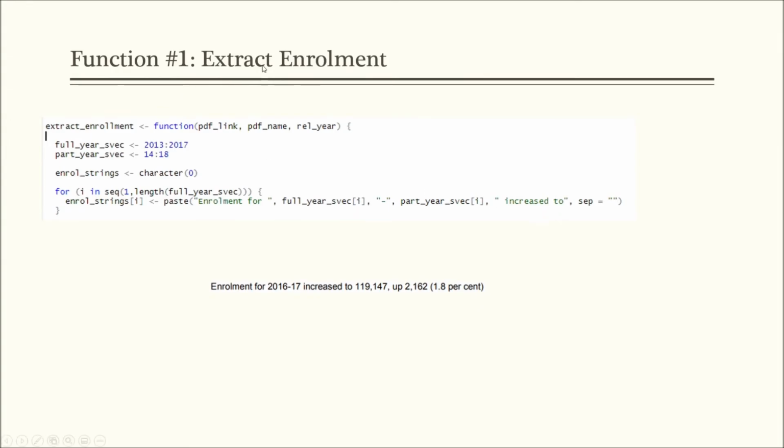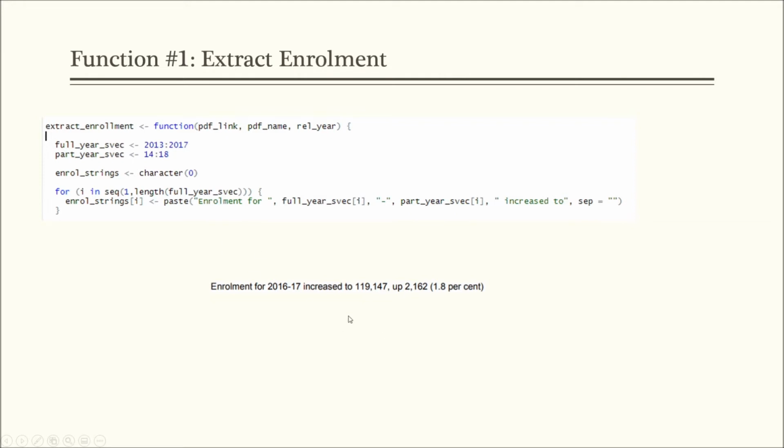So I'll just get into the first key function that I had, which was the extract enrollment function. And this takes a PDF link, the PDF name, both of these are strings, and the relevant year. So within all the PDFs, there was this string. This is just an example where it said enrollment for the given school year increased to, and then it had the actual student enrollment figures and the increase.